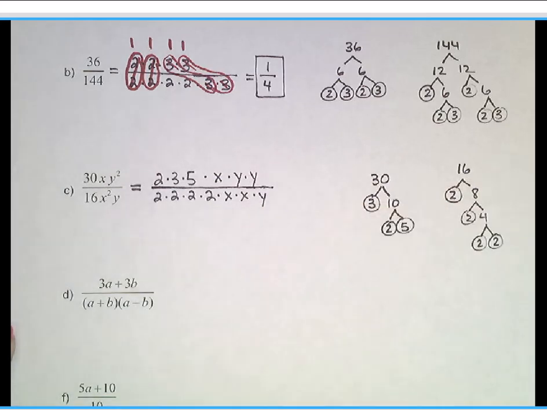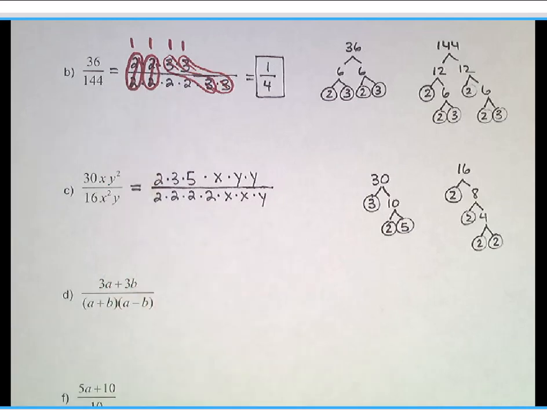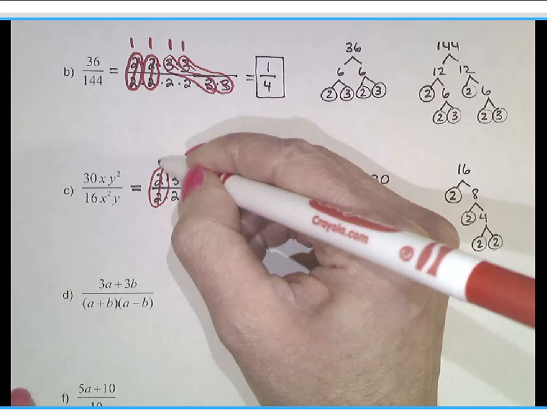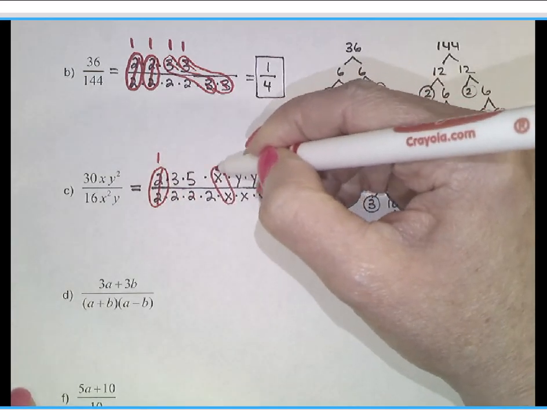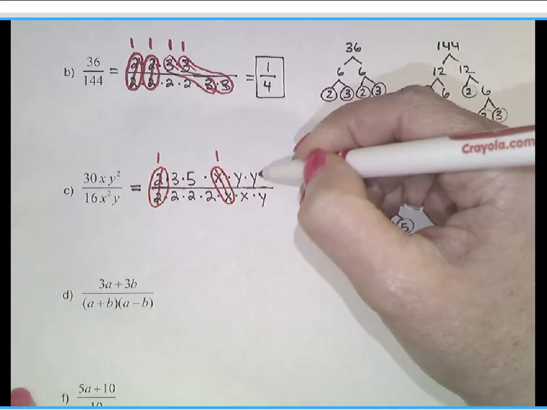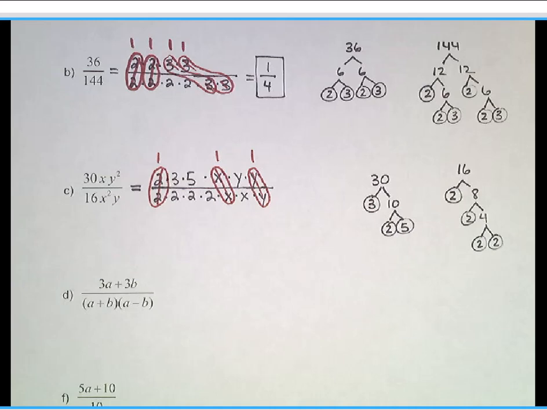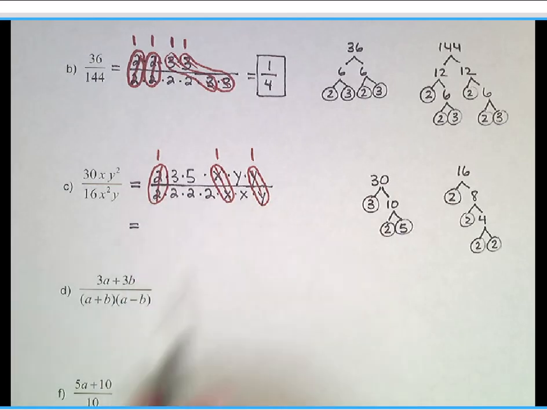And how we circled and then said, oh, if you have a number over itself, it's equal to 1, you can do the same thing with variables. So here we have 2 over 2, that's 1. We also have x over x, that's 1. We also have a y over y, and that's equal to 1. And so we just kind of cancel things out the same way that we did before. If it works with numbers, it also works with letters.